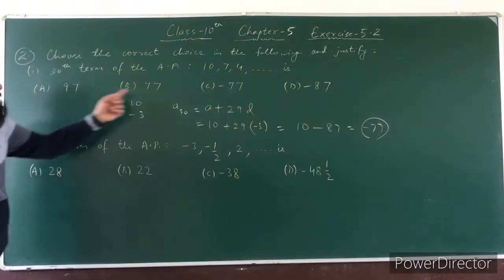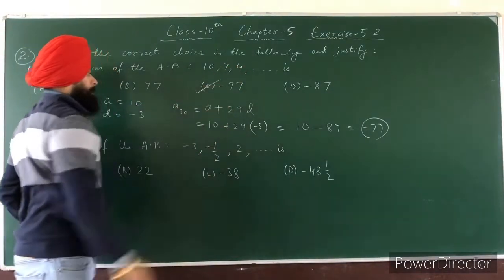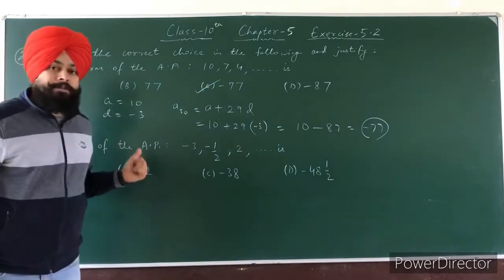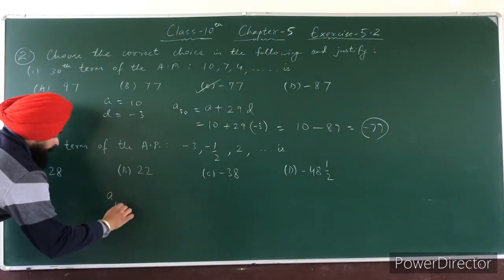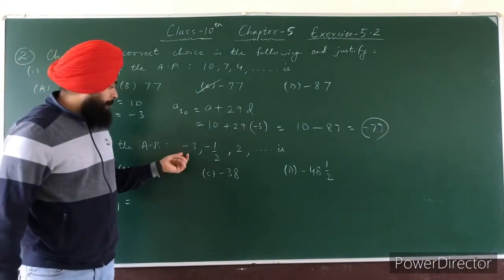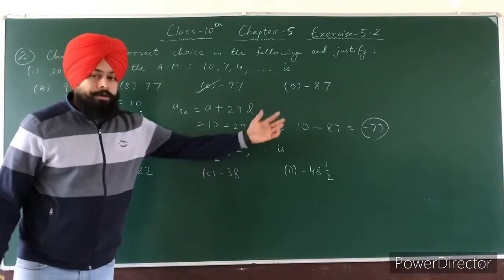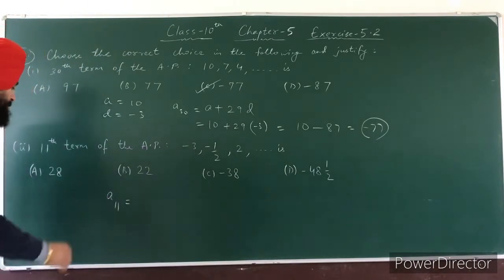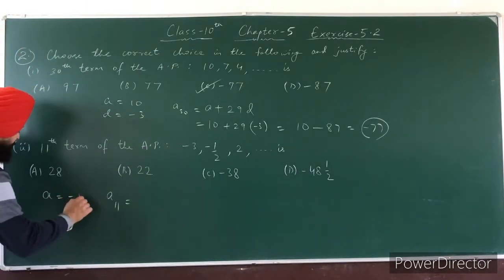So which is the correct option? Option C. Now see the second part. 11th term of the AP. 11th term, you find A11. The 11th term of the AP is minus 3, minus 1 by 2, 2 and so on. So in this series A is minus 3. So write here A is minus 3.